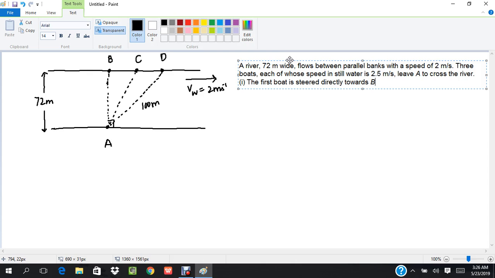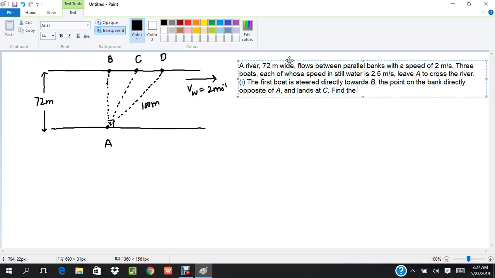So the question tells us, which is the point on the bank directly opposite of A, as we can see, and lands at C. Right. So, the direction of the relative velocity is the line connecting A and B. And the direction of the true velocity is the line connecting A and C. Because you have been told that the boat is steered in the direction directly towards B, but ends up at C. So the first part, the question here is, find the time taken for the journey.